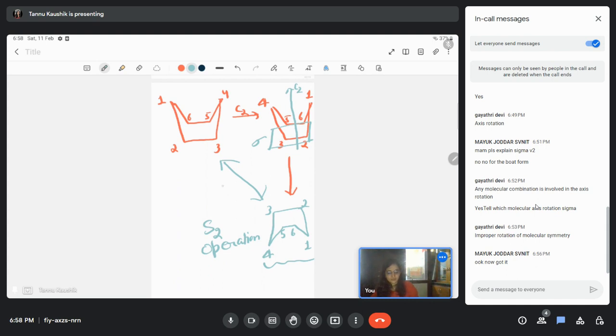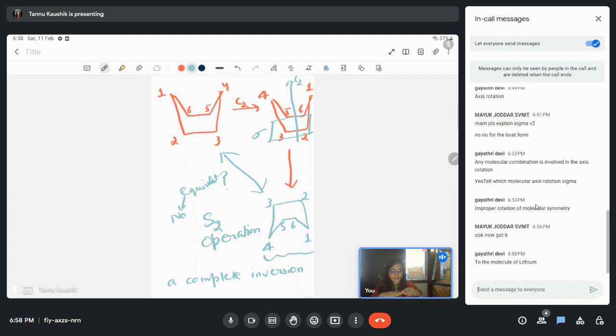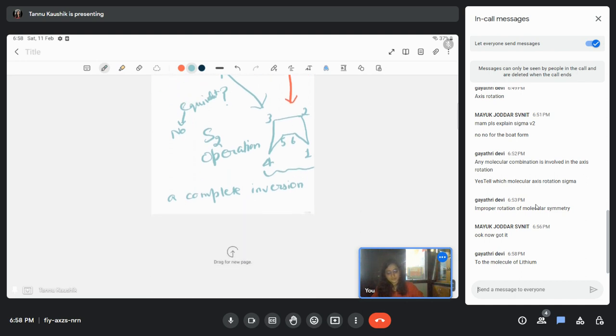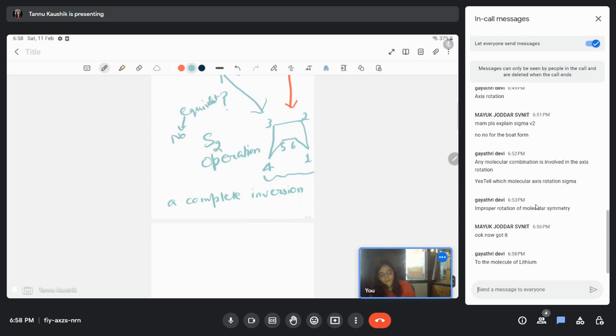Are these two configurations similar? Are they equivalent? No. Here we can see a complete inversion of geometry. By inversion, I mean to say this molecule is inverted, these atoms are inverted. It doesn't mean that we have an inversion center. So we don't have an inversion or improper axis of rotation here.